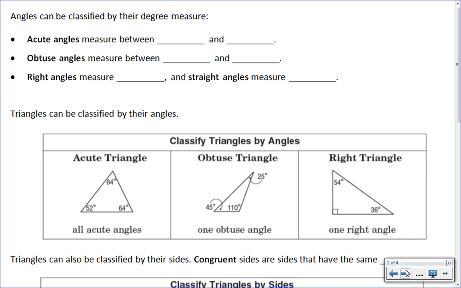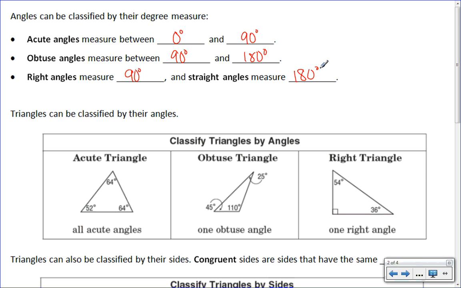Okay. Angles can be classified by their degree measure. Acute angles measure between 0 degrees and 90 degrees. Obtuse angles measure between 90 degrees and 180 degrees. Right angles measure exactly 90 degrees, and straight angles measure exactly 180 degrees.